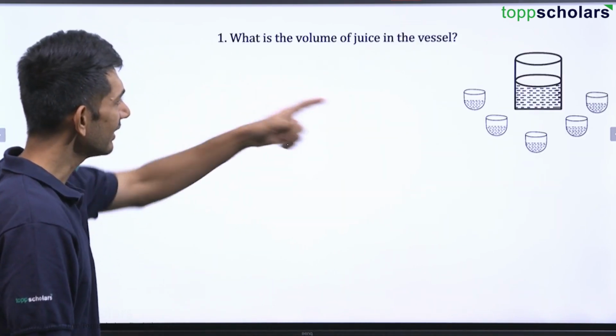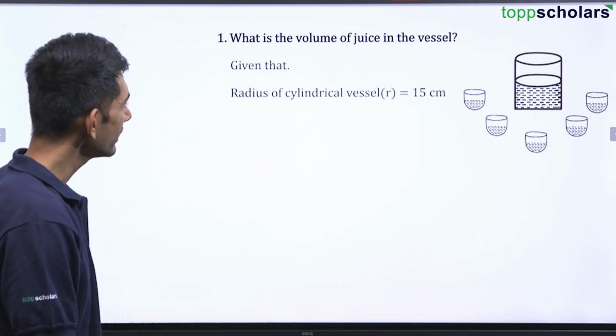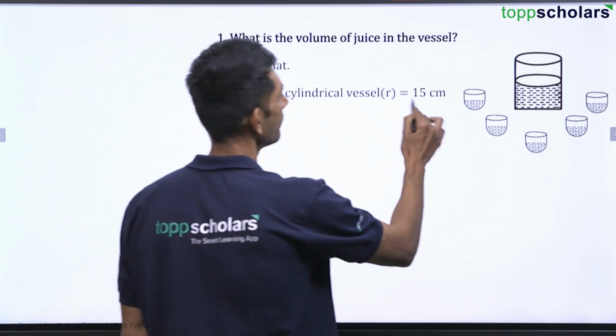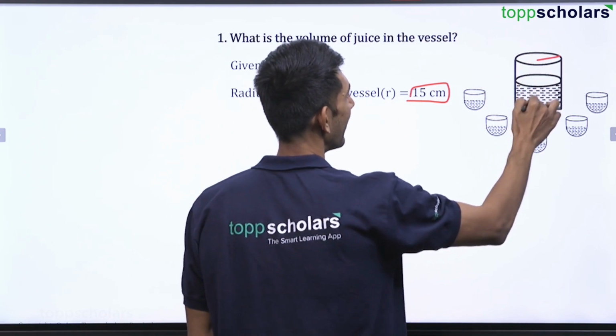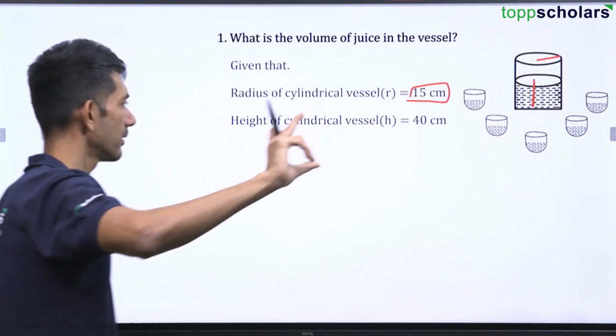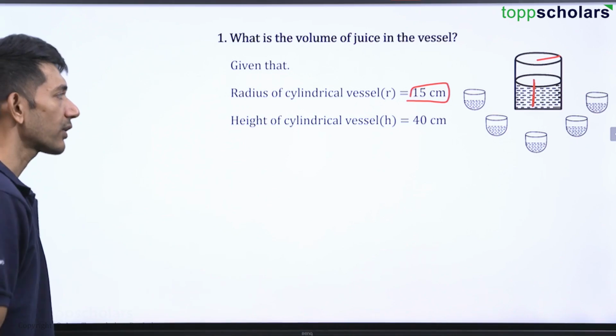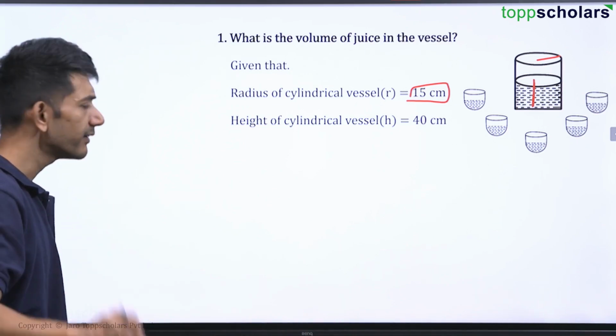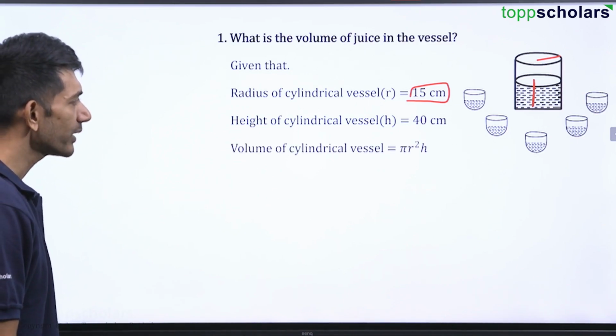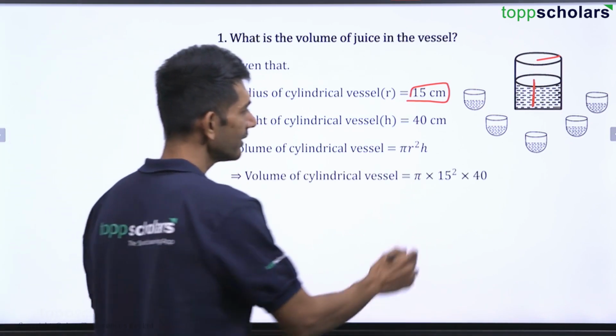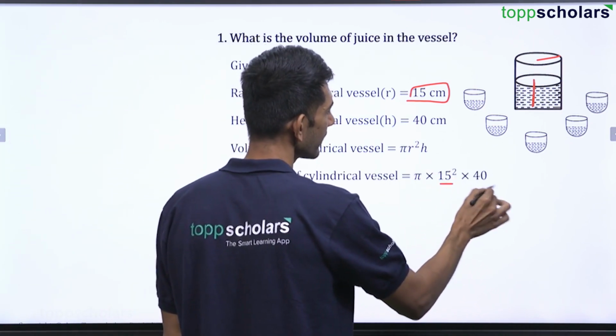See, if you see the vessel, what is given? Radius is given, 15 centimeter. This radius was already given, and the height is only the filled part. Right? The height of the vessel is 40 centimeter, which is up to filled. Only we will find out that. So the volume is pi r square h, that is 22 by 7 into r square into h. R is 15, this is 40.